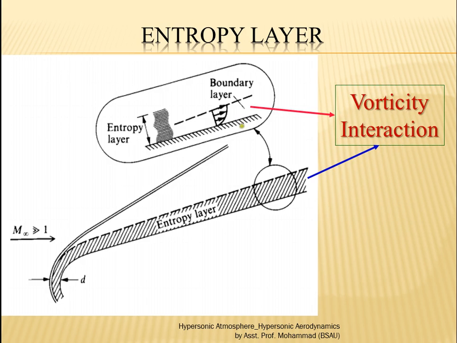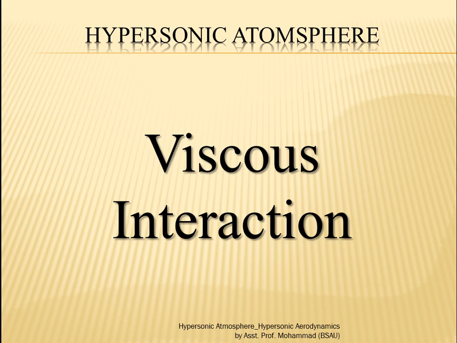This tells the vorticity interaction, which is caused by the interaction of the entropy layer, which is very, very thin because of the thinness of the shock layer, and when it becomes comparable with the boundary layer, they start interacting. Since both are housing vortices, this interaction is termed vorticity interaction. Students should remember this. The third one is viscous interaction.